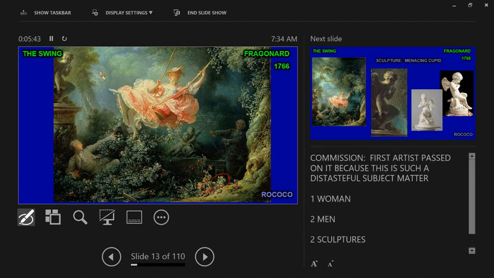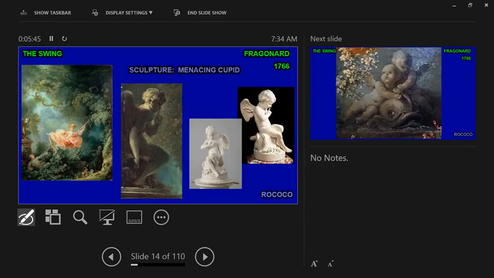All right. I want to talk about the sculptures in here because the sculptures give a clue as to what is going on and how we should feel about things. So the sculpture that is on the far left is called Menacing Cupid. And so what is that sculpture doing?